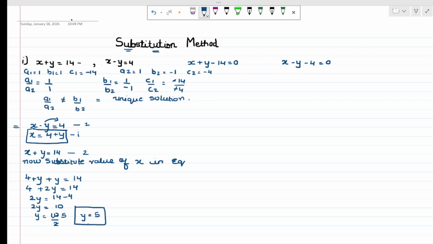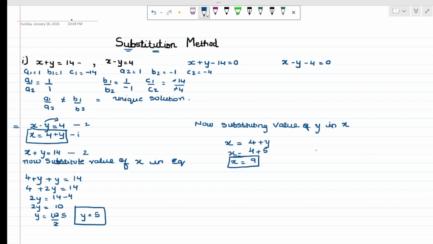You got the value of y? Yes, I got the value of y. Now what will you do? Now substitute this y value in your equation of x. So now we are substituting the value of y in x. You are substituting the value of y in your x equation. What was my x equation? x is equal to 4 plus y. So x will be equal to 4 plus 5. 4 plus 5 gives you 9. So my x becomes 9. This is your answer. I hope you understand.